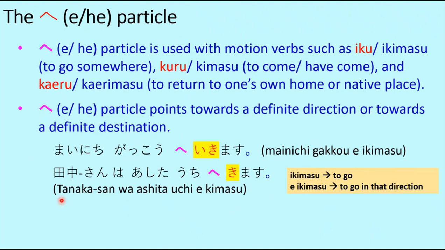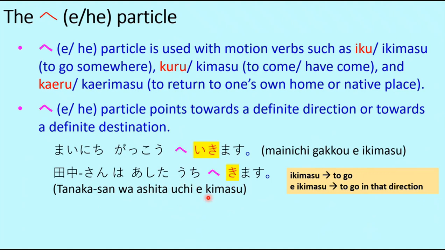Here in this example, Tanaka-san wa ashita uchi e kimasu, not ikimasu, it's kimasu. Tanaka-san wa ashita uchi e kimasu. That means tomorrow Tanaka-san will come to our house or come to my house. So, uchi e kimasu means, since I am the speaker, Tanaka-san is going to come to my house. Although it's not explicitly mentioned that it's my house, uchi means house.